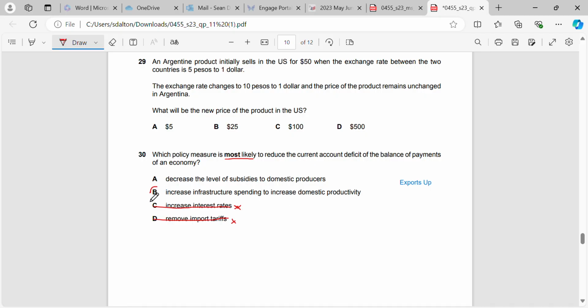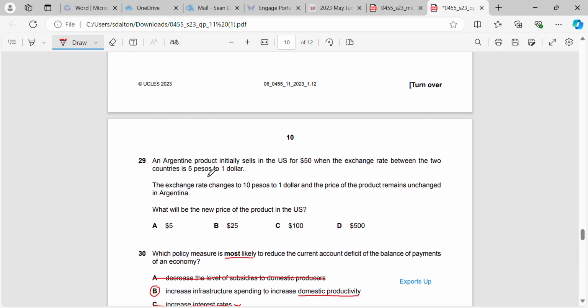So the correct answer here is B, increase infrastructure spending to increase domestic productivity. Now what happens if we increase domestic productivity? That means that we're making more products in our own country, therefore we have the ability to sell more products to other countries. A is also wrong. If we decrease the level of subsidies to domestic producers, then production will decrease, meaning that we won't have the ability to increase our exports or sell more of those products to other countries.